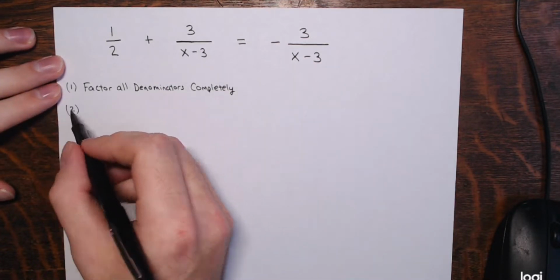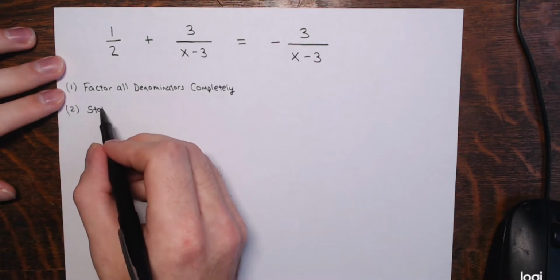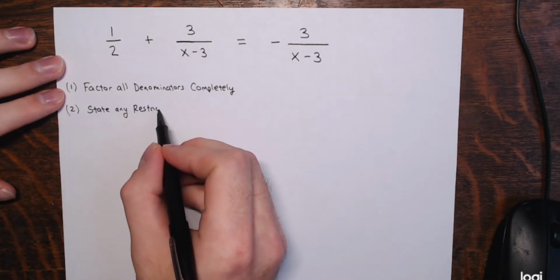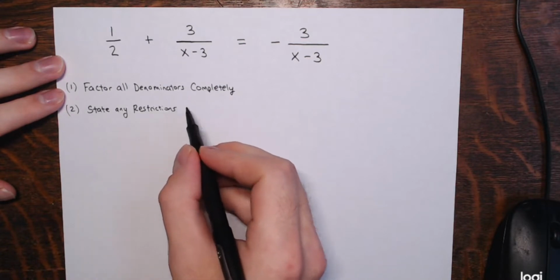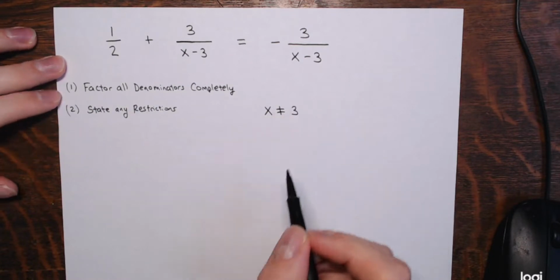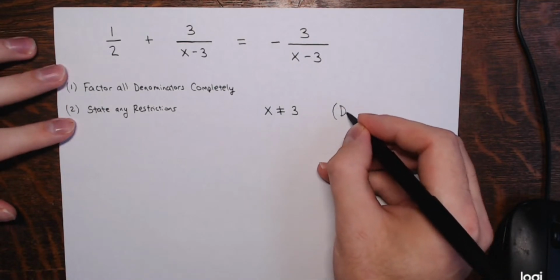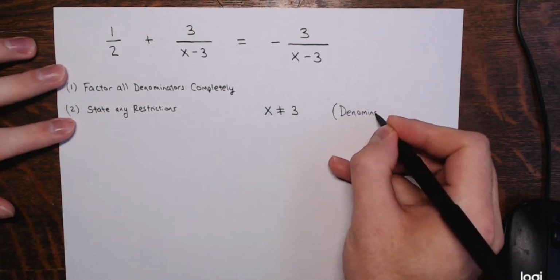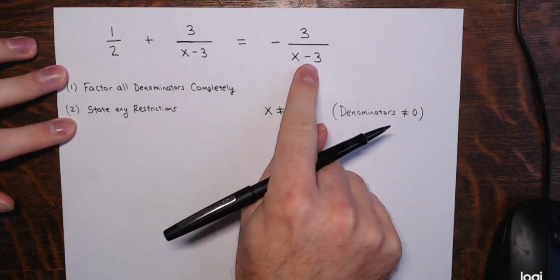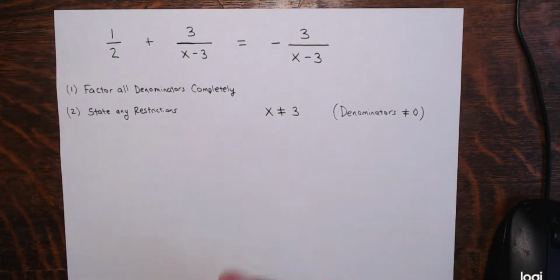Then I would state any restrictions on the variable. So for example here, x cannot be equal to 3. And why is that? Remember, denominators can't be equal to 0. You can't divide by 0. Denominators can't be 0. So, x minus 3 can't be 0, meaning that x can't be 3. And that looks like the only restriction here.